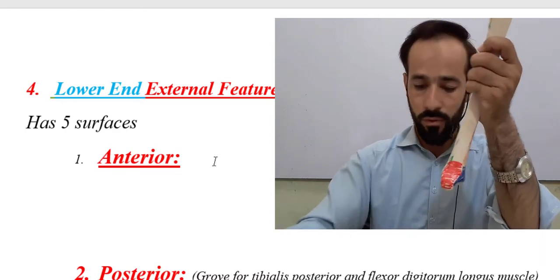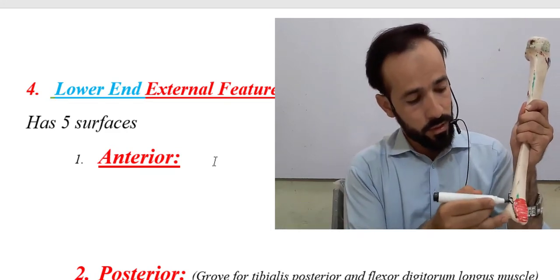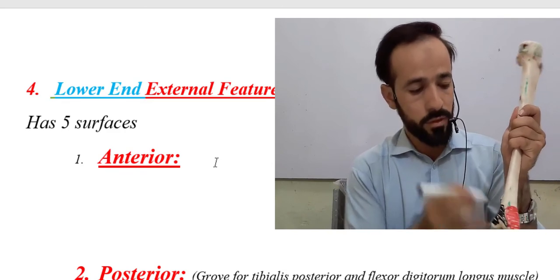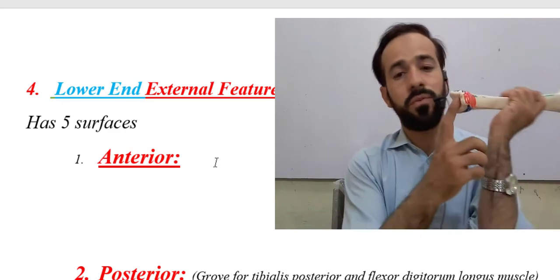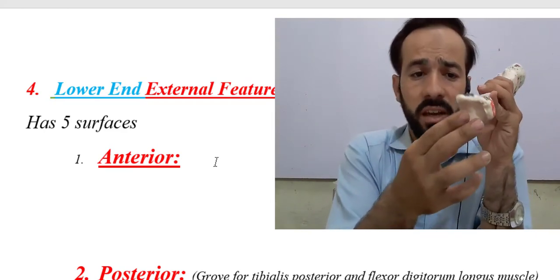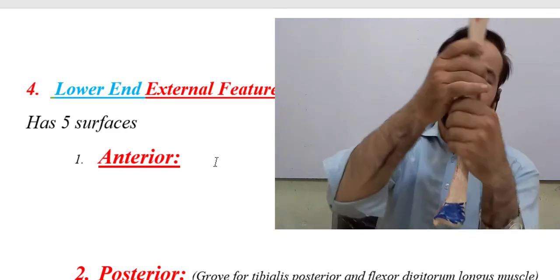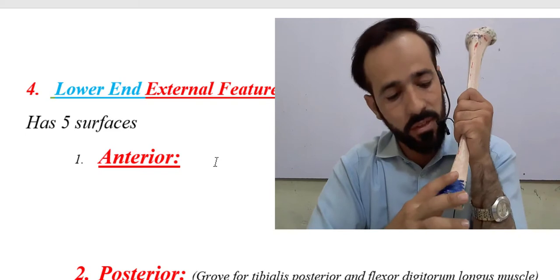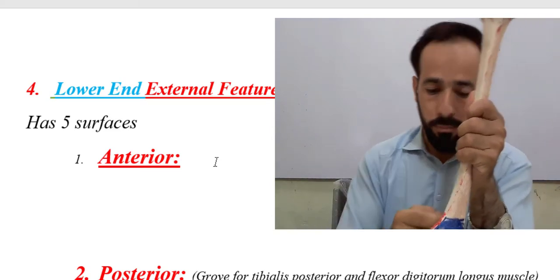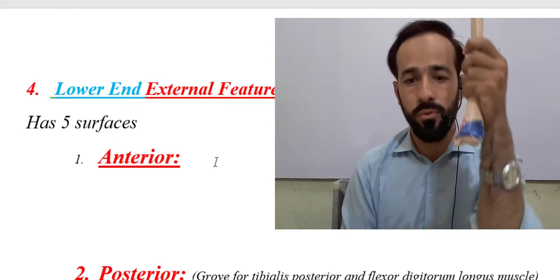Then here you have your posterior surface. That's so simple. This will be the posterior surface, right, friends? And then there is the inferior surface. This one is the inferior surface, which will articulate with the talus bone and make the ankle joint, right? So how many surfaces does it have? It has 5 surfaces: the anterior surface, the medial surface, the lateral surface, the posterior surface, and the inferior surface. So I hope you understand now.